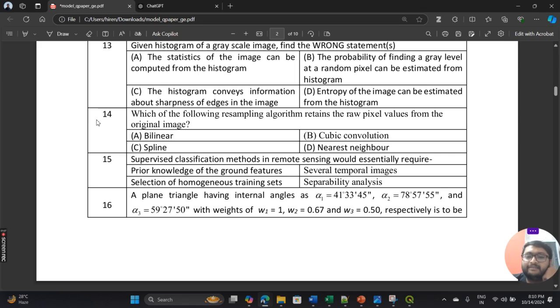Then we have: which of the following resampling algorithms retains the raw pixel values? I think we have solved this question in the class as well. The correct answer here will be nearest neighbor, because the nearest point will be at distance 0 and it will assign the same value to that pixel. So there is no change when we are using the nearest neighbor algorithm.